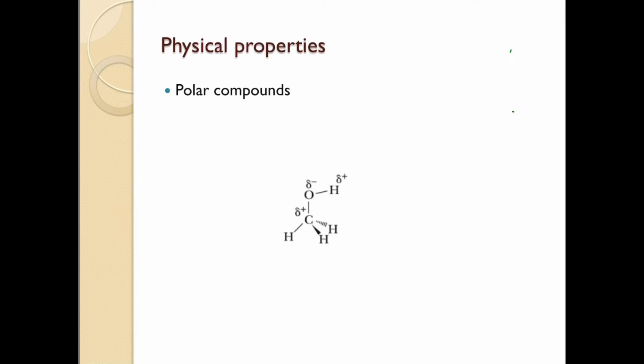Let us now look into the physical properties. Alcohols are polar compounds. When you look into the structure of alcohols, you can see there is a partial positive charge on the carbon as well as on hydrogen, and there is a partial negative charge on the oxygen. Because of this, they can interact with themselves and also with other polar compounds by dipole-dipole interactions.